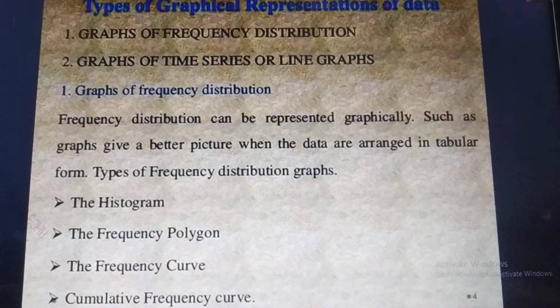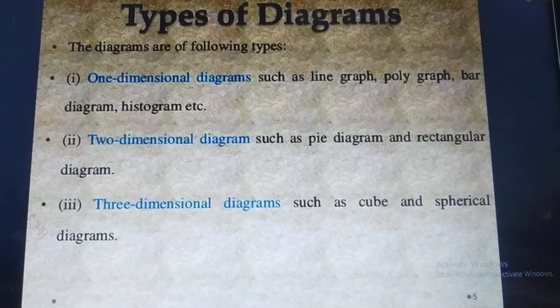Types of graphical representation of data. Graphs of frequency distributions and graphs of time series, which are line graphs. Frequency distributions can be represented graphically, as graphs give a better picture when the data are arranged in tabular form. Types of frequency distribution graphs are the histogram, the frequency polygon, the frequency curve, and the cumulative frequency curve.